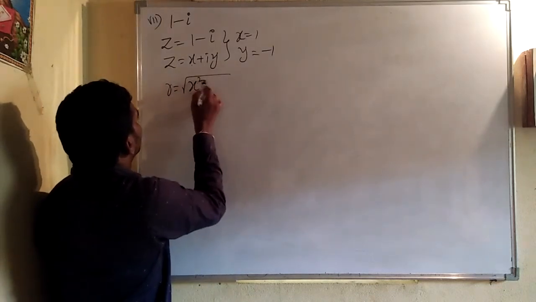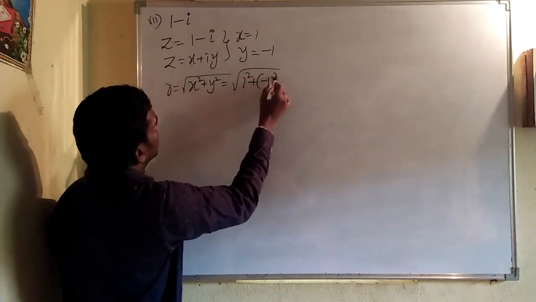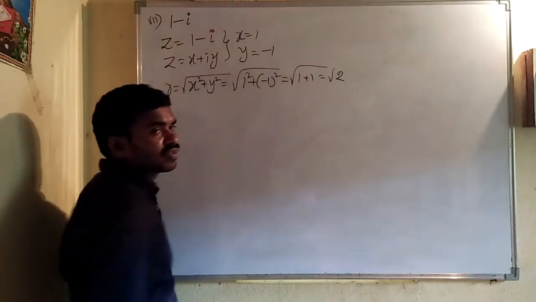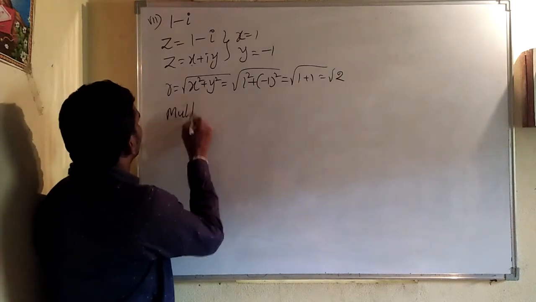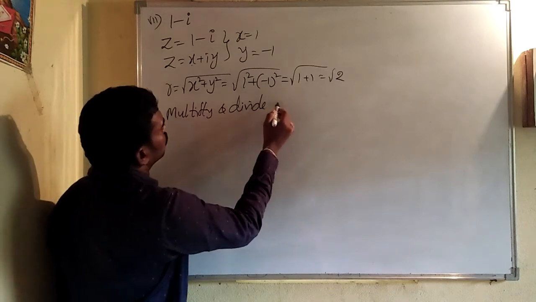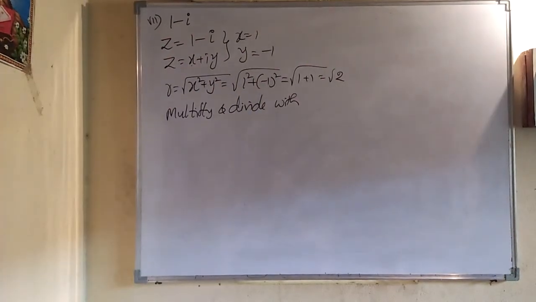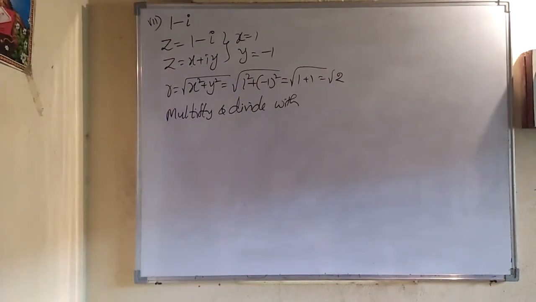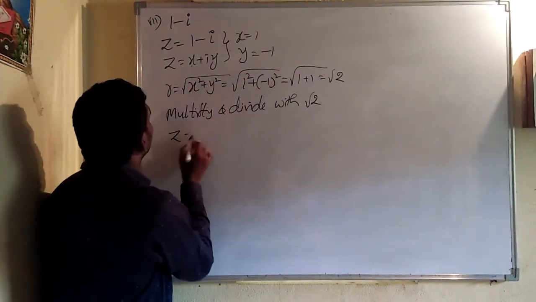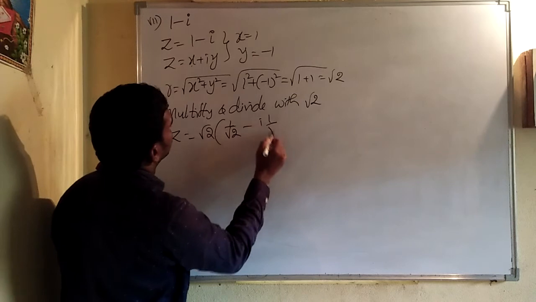So find out the r value. r equal root of x square plus y square. That is 1 square plus minus 1 whole square. 1 square is 1, minus 1 whole square is 1, so it becomes root 2. So immediately multiply and divide with root 2. Then z equal root 2 into 1 by root 2 minus i into 1 by root 2.